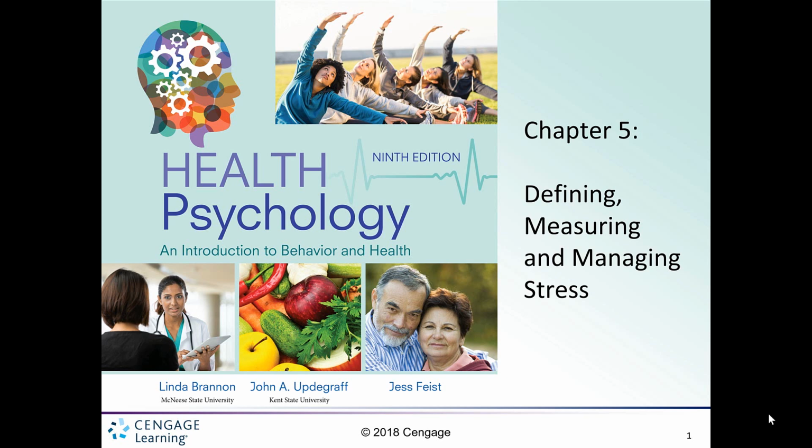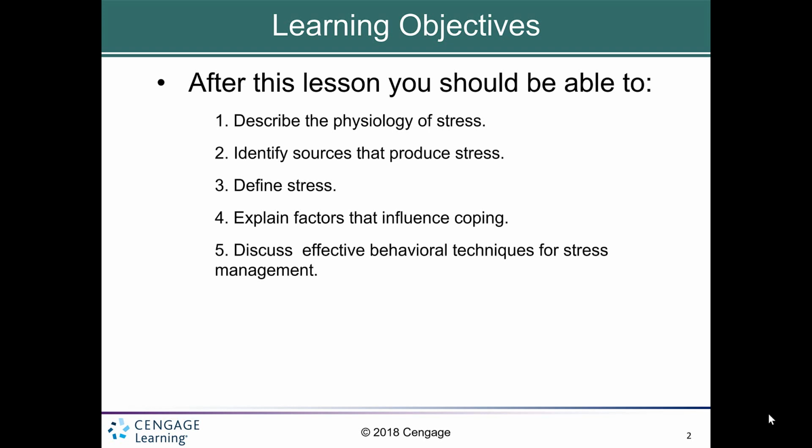Chapter 5: Defining, Measuring, and Managing Stress. After this lesson, you should be able to describe the physiology of stress, identify sources that produce stress, define stress, explain factors that influence coping, and discuss effective behavioral techniques for stress management.